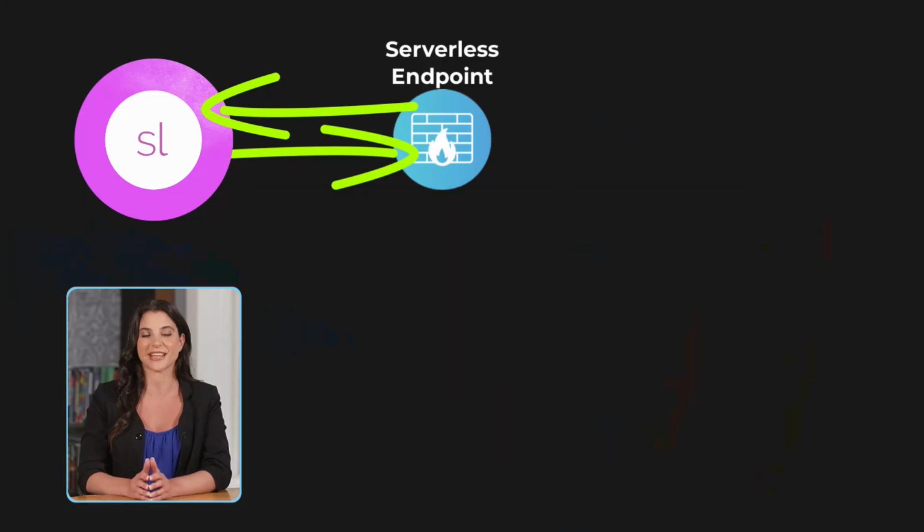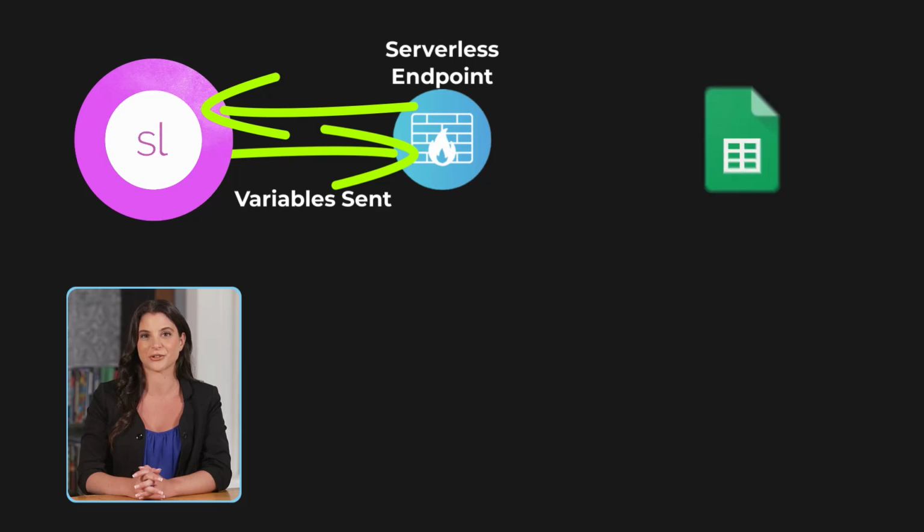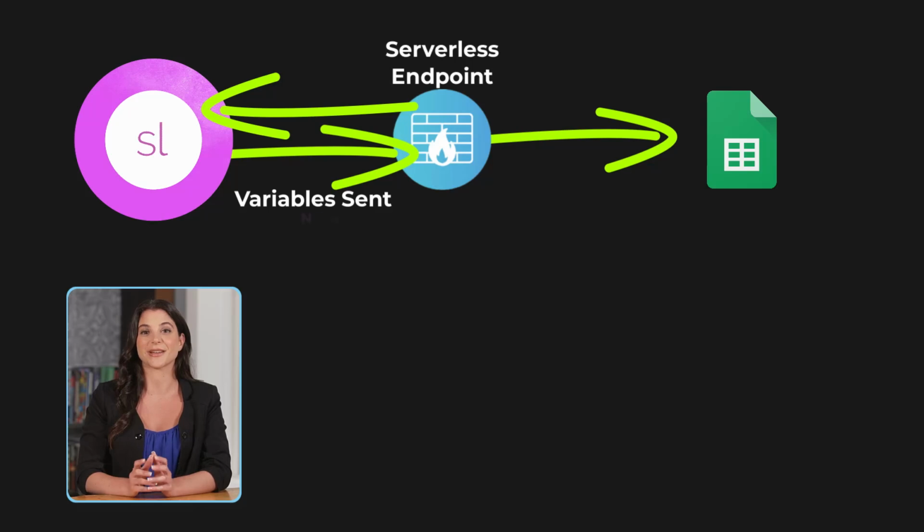Using this endpoint, it gathers the variables and processes them based on what we need. In this case, let's save the variables to a Google Sheet. For simplicity, imagine we're saving the participant's name, the date and time they submitted the form, and their feedback. Once that's stored, we and our client can securely access the data whenever we need it.